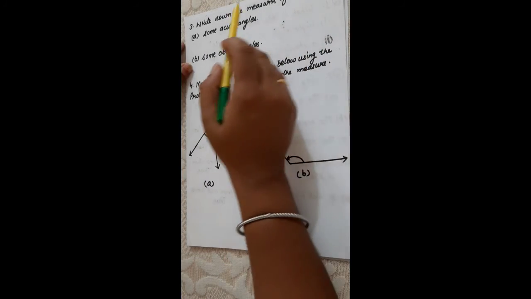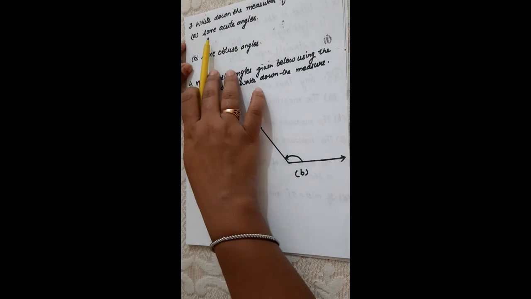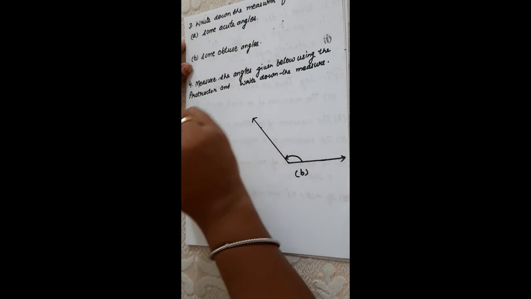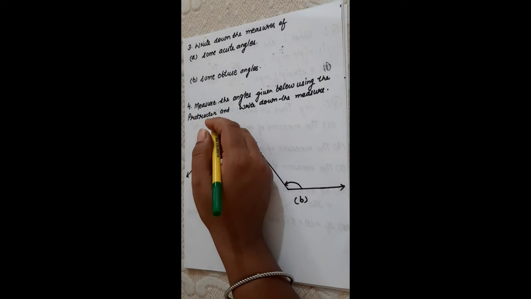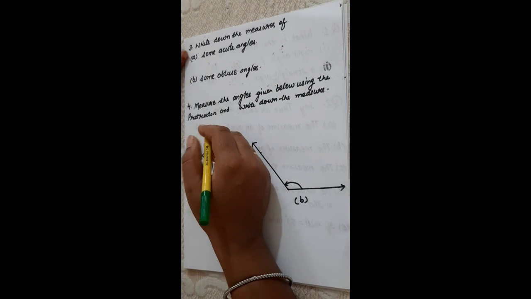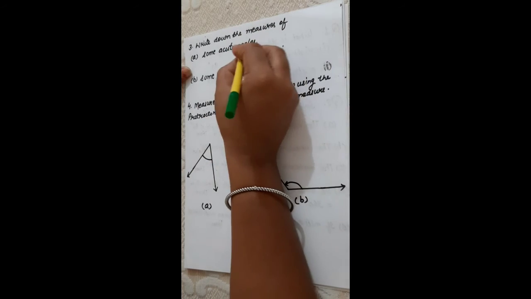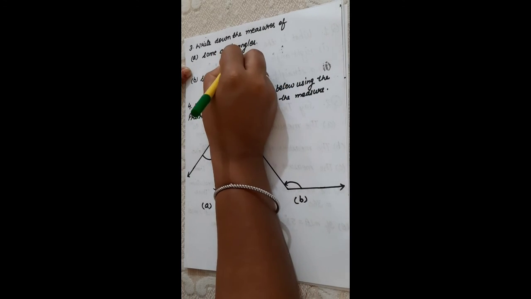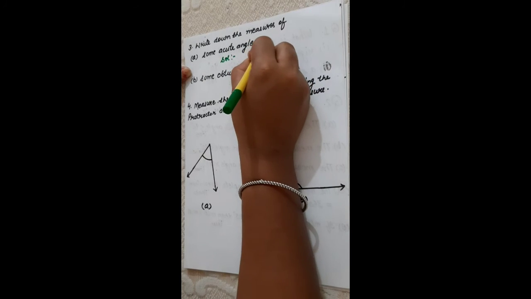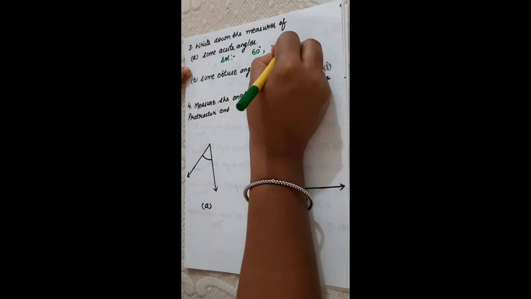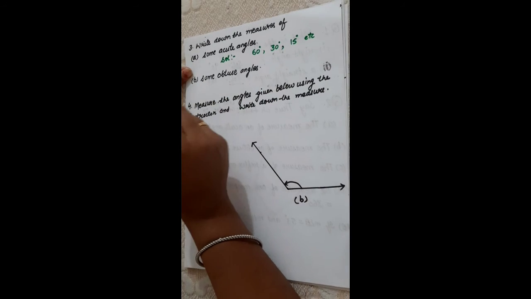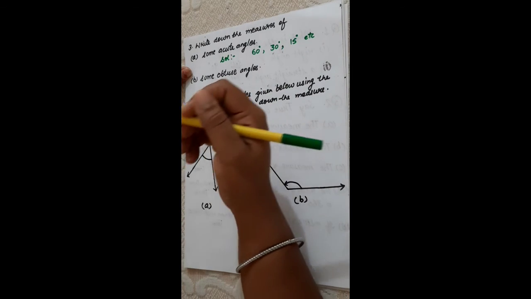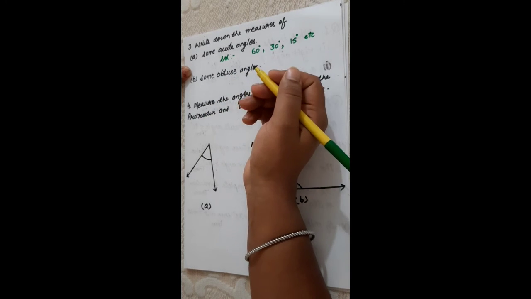Now next we have question number 3. Question number 3 is: write down the measure of some acute angles. As we know, acute angles are always less than 90 degrees, lying between 0 degrees and 90 degrees. So you can take any answer for this. Our solution is like 60 degrees, 30 degrees, 15 degrees, etc. So many examples are there. An angle which is less than 90 degrees may be 89 degrees, 88 degrees, etc.